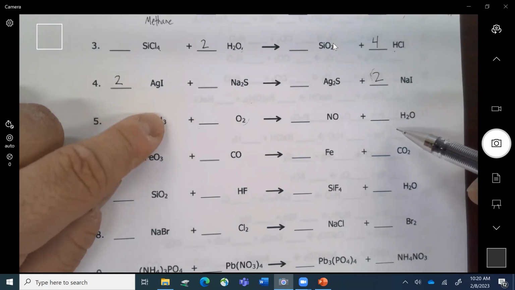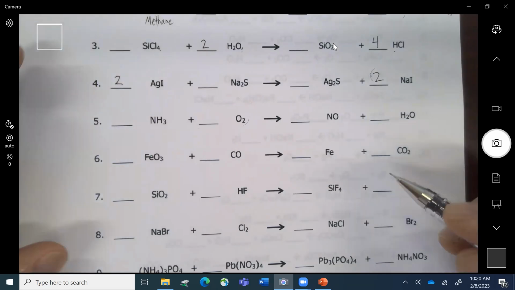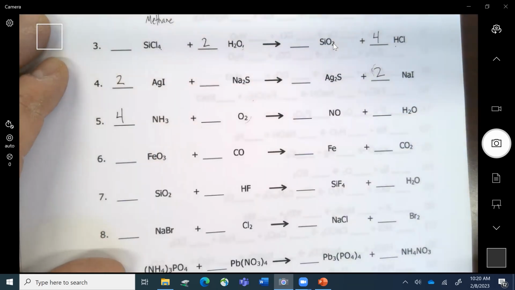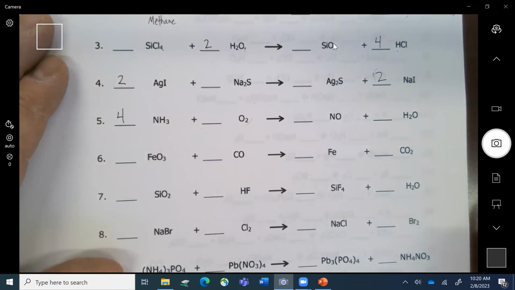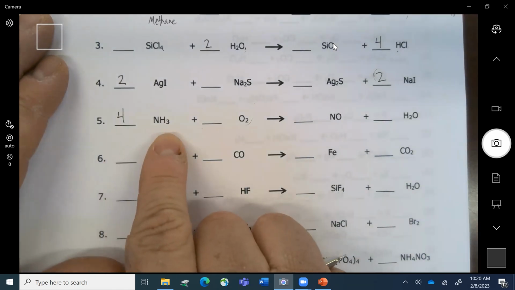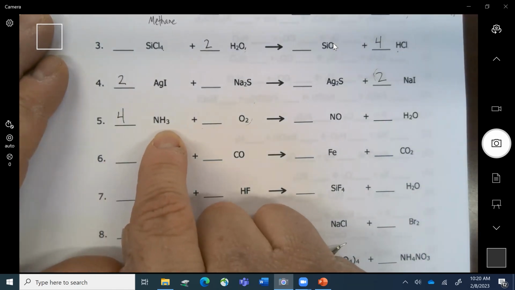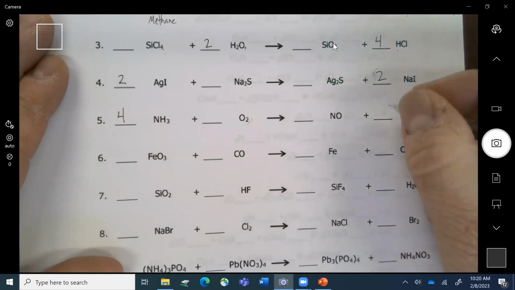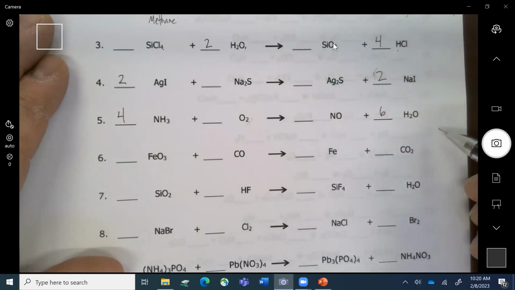The next even number of multiplying things by 3 is 3 times 4. So I'm going to go ahead and put a 4 there. And that's going to give me 12 hydrogens here. Okay. That 4 gives me 4 times 3 is 12. How do I get 12 hydrogens over here? I put a 6. So how many oxygens does that leave me here then? That leaves me with 6.